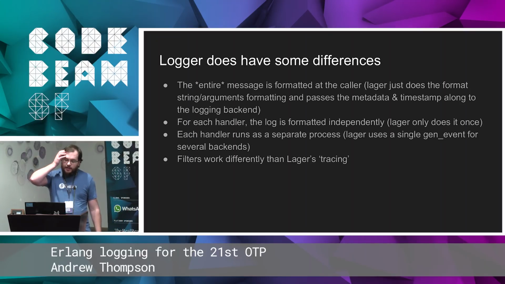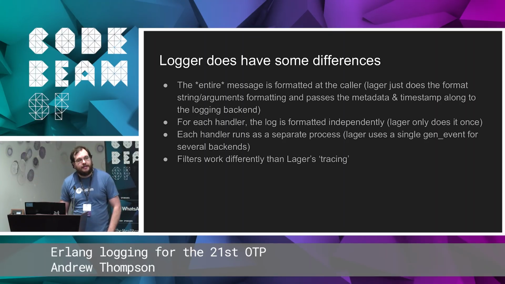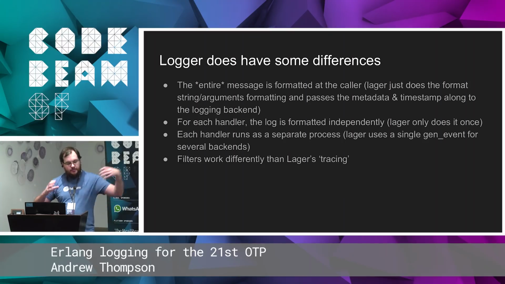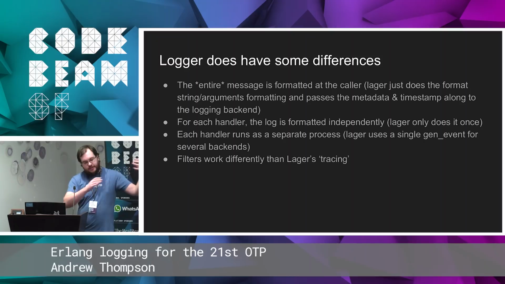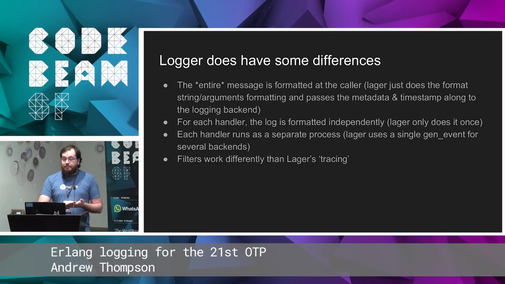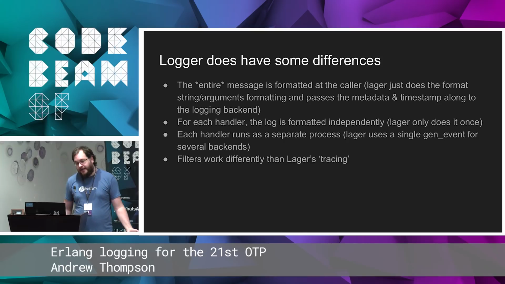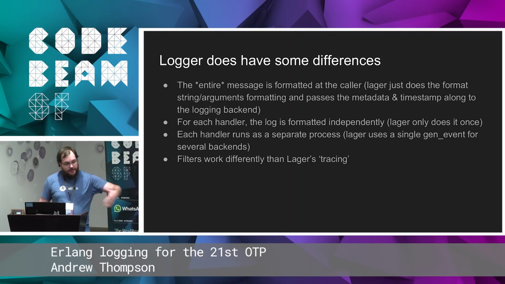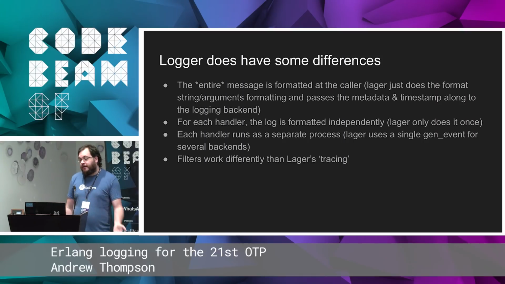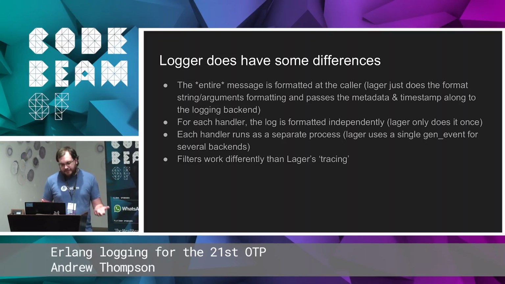So there are some differences. The OTP logger does the entire formatting at the call site. Logger only does the format string arguments, and then it passes the log message with all the metadata, the timestamp, a bunch of stuff through the pipeline, so it has a richer structure in the message that it passes. For each handler in the OTP logger, you do a separate format step, which means that if you have 10 handlers, you're going to run formatting 10 times. Logger, however, only does it once, and then passes the result to each backend independently. Each handler in the OTP logger now runs as a separate process. Logger used a gen event for several backends, just like errorlogger did. And the filters are a little bit different. They're not the same as how you could trace events in Logger.